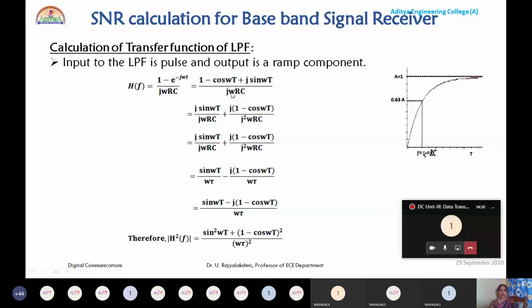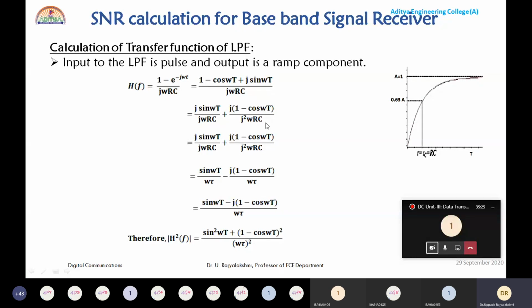Here in the denominator you have j. So our sin omega T will be the real component, because j sin omega T divided by j omega RC will be our real component, plus here j is written as j square. So we multiplied and divided with respect to j. And finally we got j into (1 minus cos omega T) divided by j square omega RC.